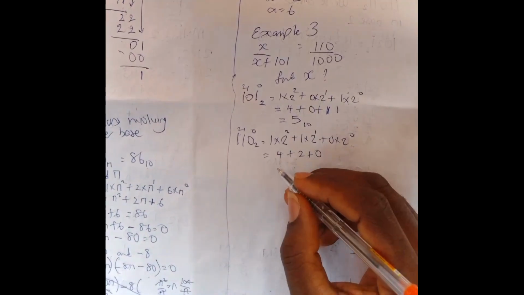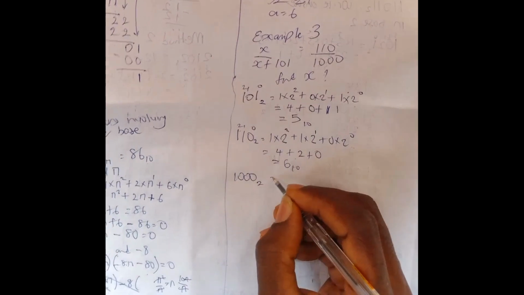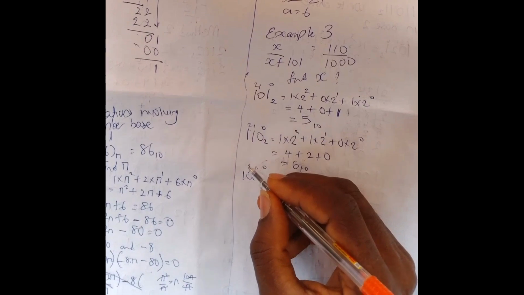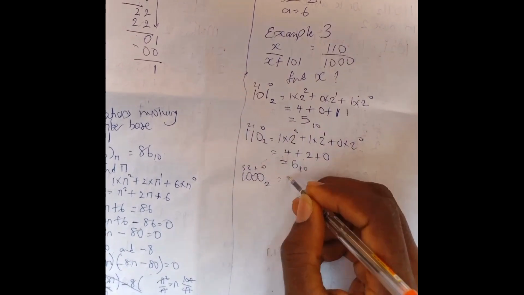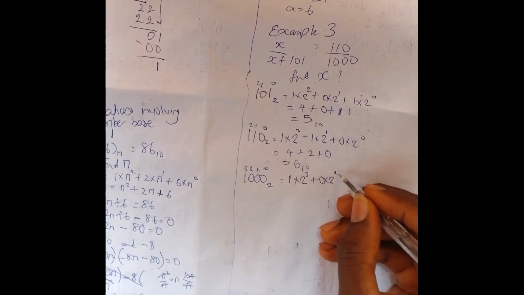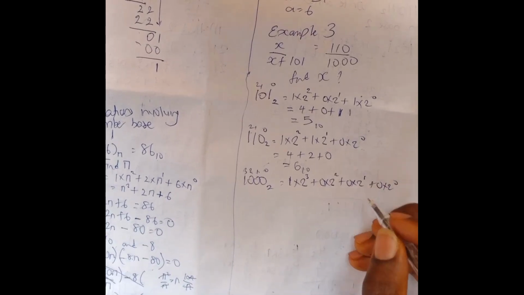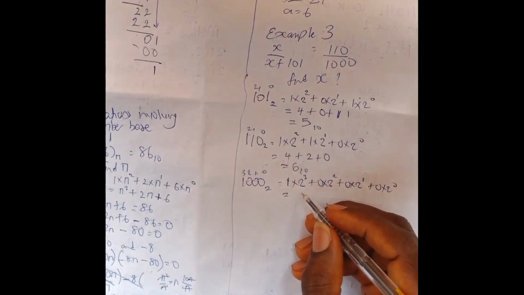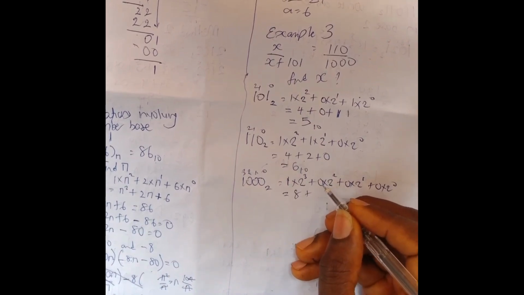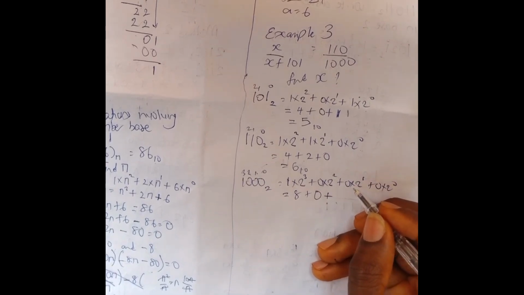And we have 1000 base 2. 0, 1, 2, 3. 1 times 2 raised to the power of 3, plus 0 times 2 raised to the power of 2, plus 0 times 2 raised to the power of 1, plus 0 times 2 raised to the power of 0. 2 raised to the power of 3 is 2 times 2 times 2, which is what? 8. 8 times 1, 8. Plus 0 times 2 raised to the power, and since it's 0 that's multiplying, everything will definitely be 0. So the answer is 8 base 10.